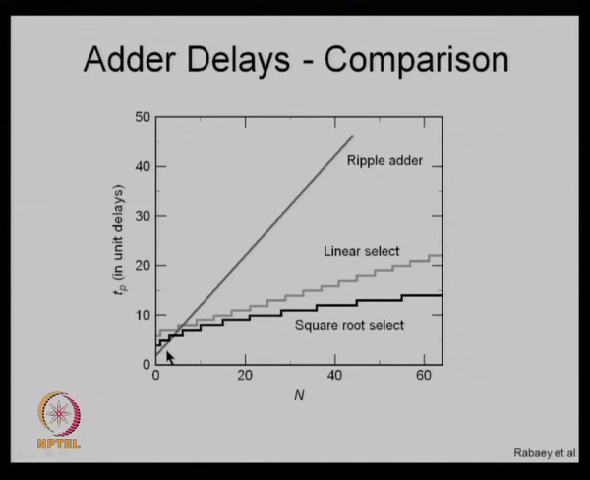If you do a normal linear select, even with 0 and 1 pre-computed, for every bit change these are all equal. You can see here there are 4 bits, 6, 8 bits or whatever size of m you choose. So there is a stepping going on for every size. We can see from here there is an increase of delay, but certainly much smaller than this. But if I do square root, the delay is much more constant. So one can see that for larger and larger bit operations, one should prefer a square root select adder, because that will reduce the delay to a great extent.